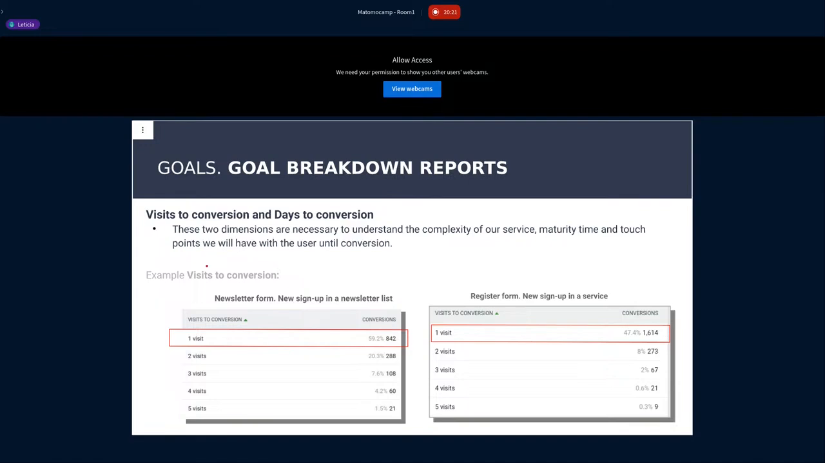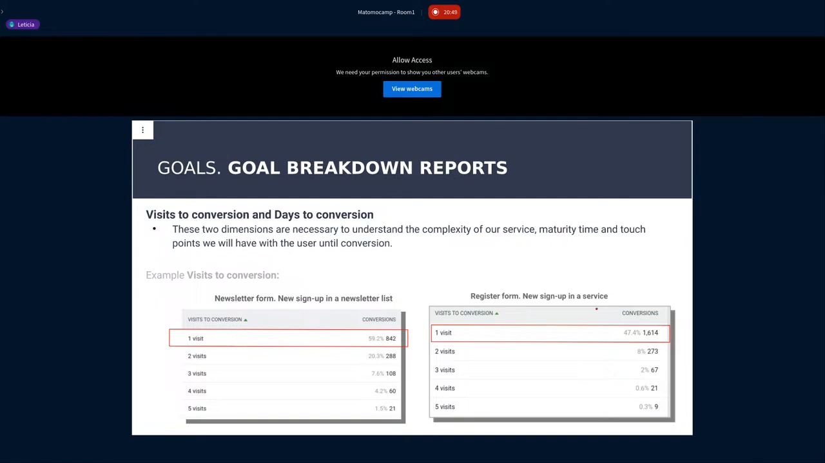For example, here we can see that for this newsletter form, 60% of the visitors are sending it in the first visit. And we can see that 60, 70, 80% of the visitors are sending the form in the first or second visit. So we almost have a direct conversion.